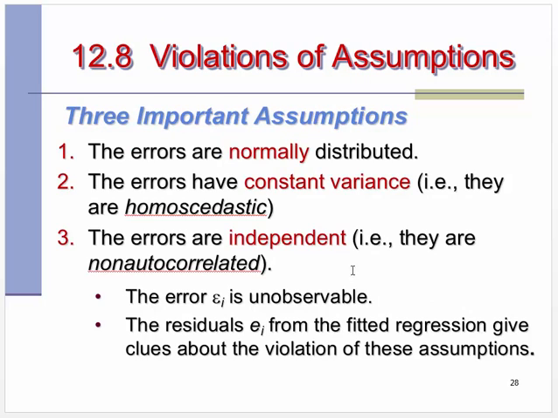Okay? And there are some assumptions in the regression. The first one is that the errors are normally distributed. The second, errors have constant variance, what we call homoscedastic. The errors are also independent, that is, non-autocorrelated. If they are dependent, then we call it autocorrelated. The error is unobservable, and the residuals ei from the fitted regression give clues about violations of these assumptions.